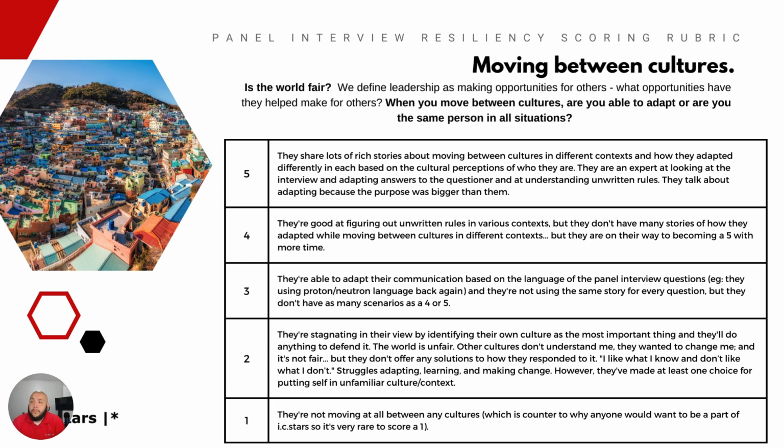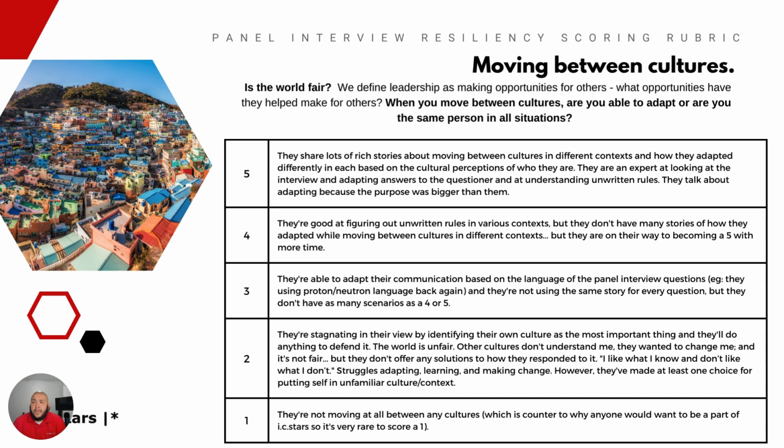So let's pick out number four. They're good at figuring out unwritten rules in various contexts. They don't have many stories of how they adapted while moving between cultures in different contexts, but they're on the way to becoming a five with more time. So what comes to mind here is somebody that had to make those moves, whether that was neighborhood, country, or whatnot. But the biggest piece here is they had to read the room. They had to figure out those unwritten rules and adapt to them in a way that made sense for them, but also allowed for opportunity making.